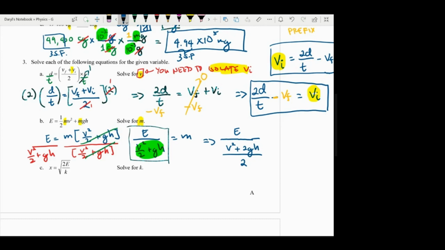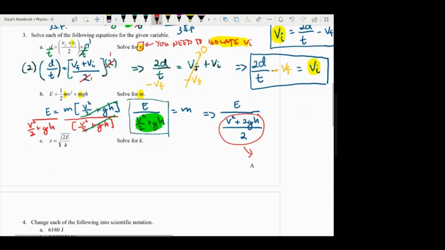Remember that 2 over 2 is equal to 1, so that cancels out, and that leaves v squared over 2. If you're wondering how I got that, it comes from v squared over 2 plus 2gh over 2, which is just the same thing as v squared over 2 plus gh. Again, remember that you can only combine the numerators if they have the same denominator. So that's what I did here. Essentially, that is just equivalent to that.